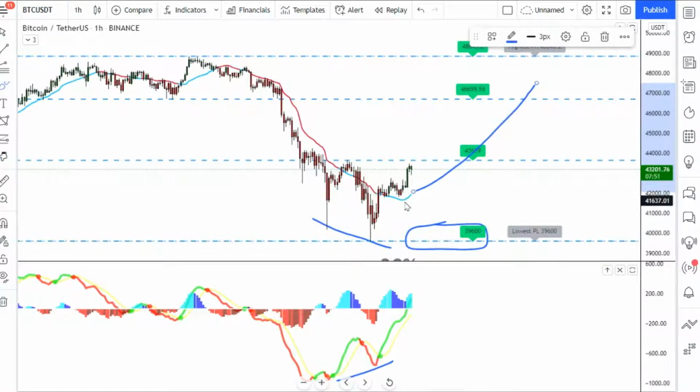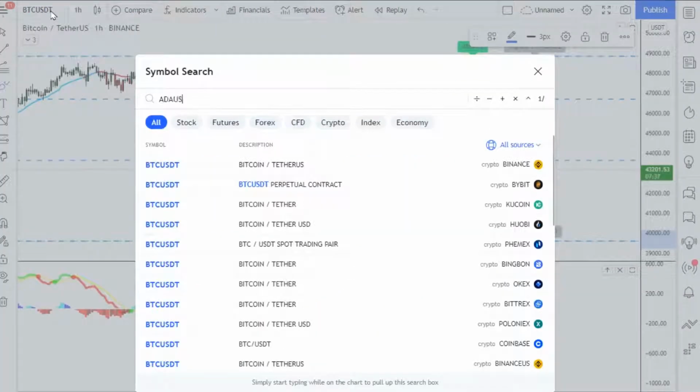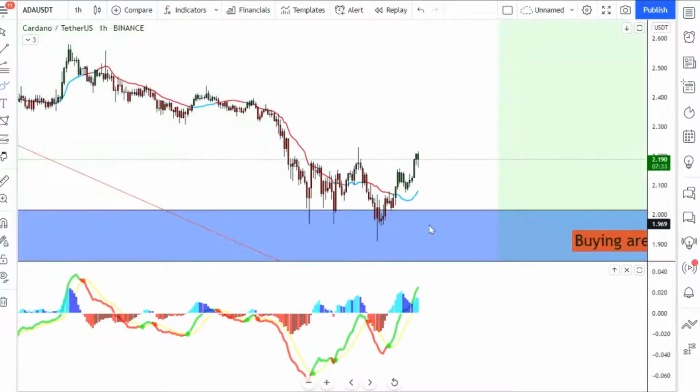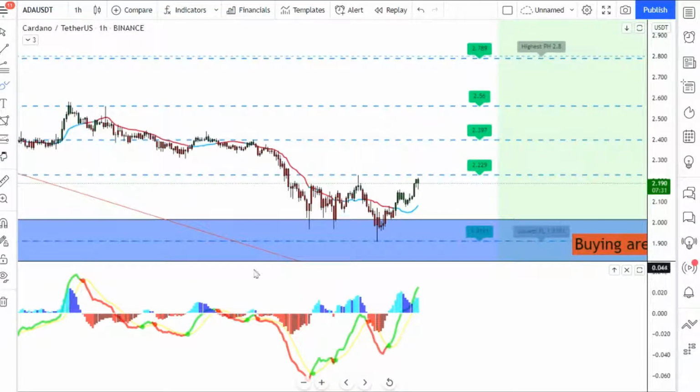As long as we are supported right here by this moving average, we should continue to the upside. I think we're going to continue to the upside, okay. But if it does happen, I don't think it's going to happen, but if it does happen and comes down to break this low, then we may be going to much lower prices, okay. Cardano, I think, see guys, this is from the previous analysis even.